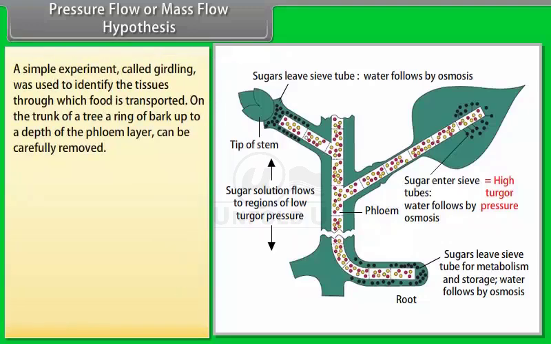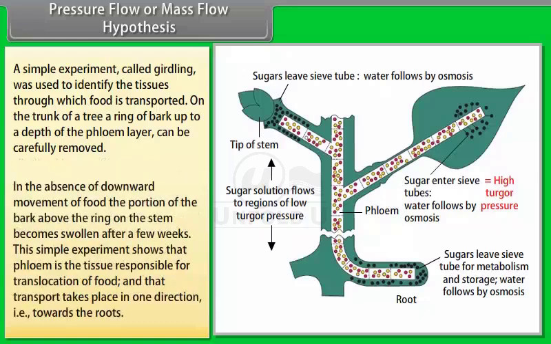A simple experiment called girdling was carried out to identify the tissues through which food is transported. On the trunk of a tree, a ring of bark up to a depth of the phloem layer can be carefully removed. In the absence of downward movement of food, the portion of the bark above the ring on the stem becomes swollen after a few weeks. This simple experiment shows that phloem is the tissue responsible for translocation of food, and that transport takes place in one direction, which means towards the roots.